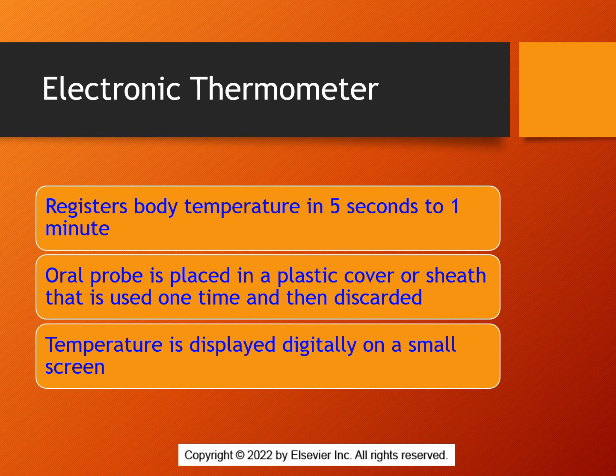The oral probe is put in a plastic cover or sheath. That's the word I was trying to think of a few minutes ago. Guys, I'm recording this pretty late at night, so that's why I'm starting to lose my thought process here.